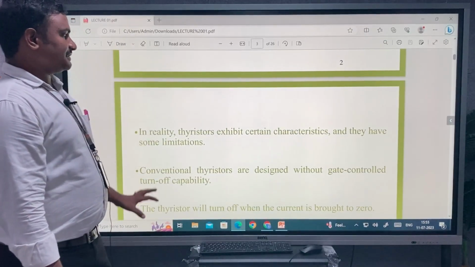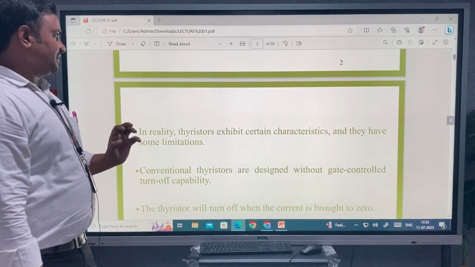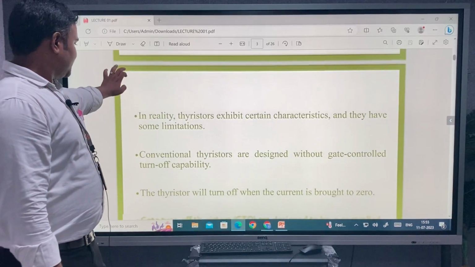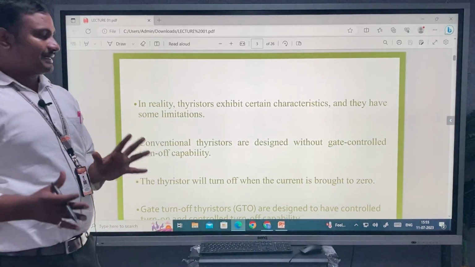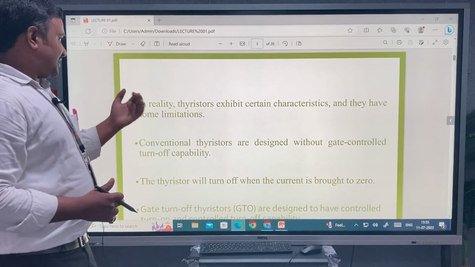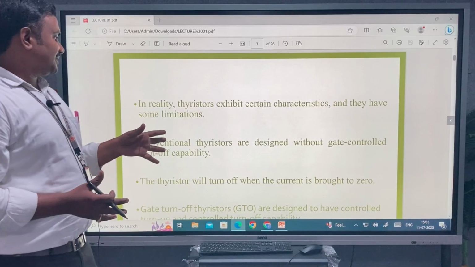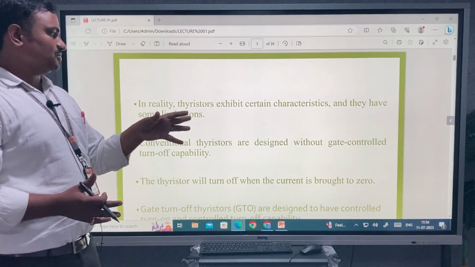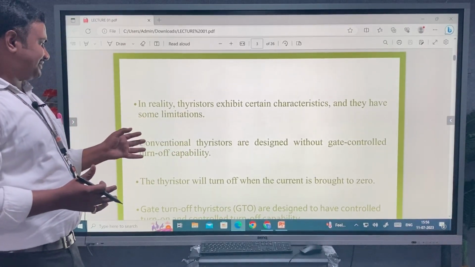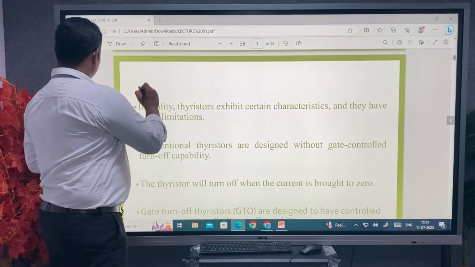In reality, thyristors exhibit certain characteristics and they have some limitations. Conventional thyristors are designed without gate control turn off capability. The thyristor will turn off when the current is brought to 0. There are many methods to turn off the thyristor. We can say line commutation and forced commutation.